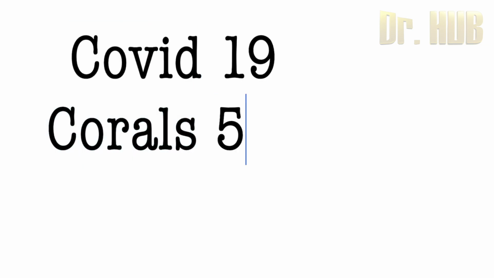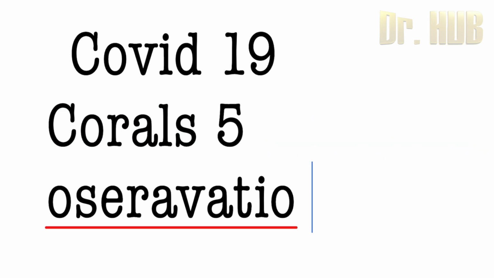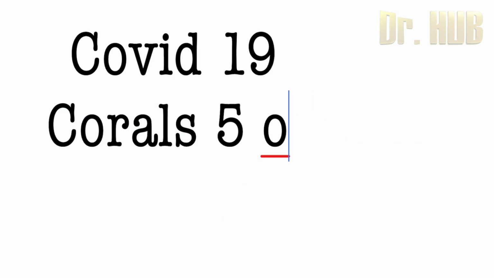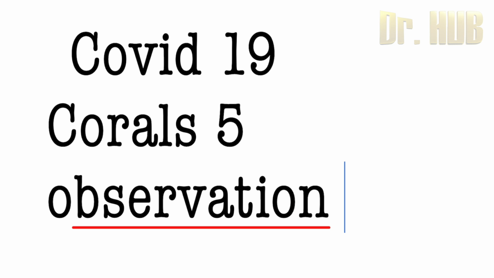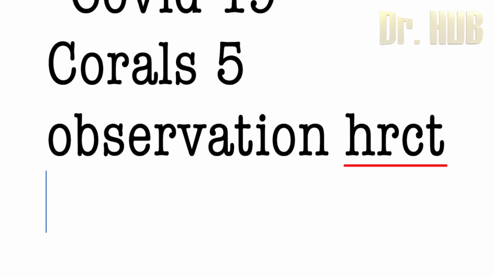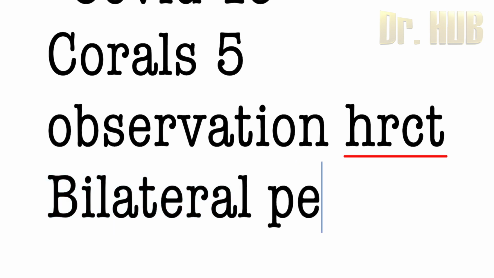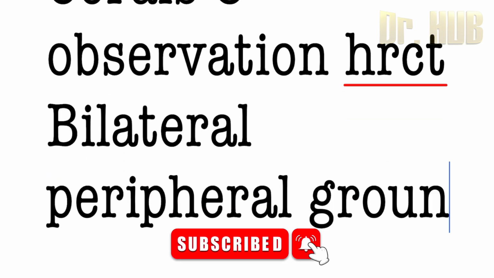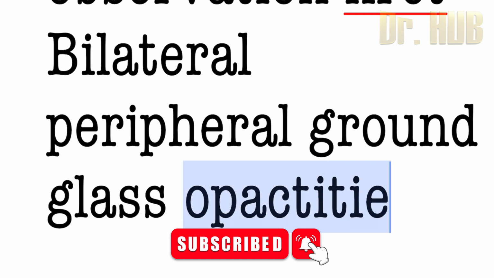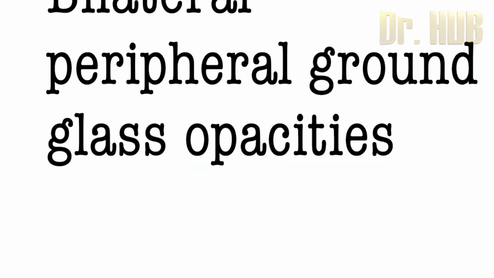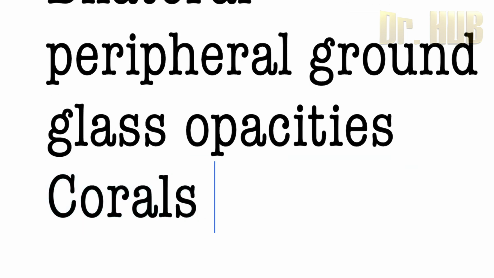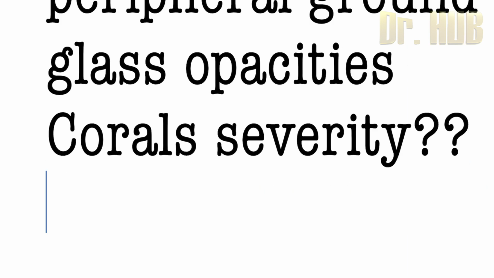COVID-19. So COVID-19, as per the CO-RADS 5 observation, is seen in the HRCT. It shows bilateral peripheral ground glass opacities. Now this CO-RADS is not used to determine the severity, but it is used to detect the presence.